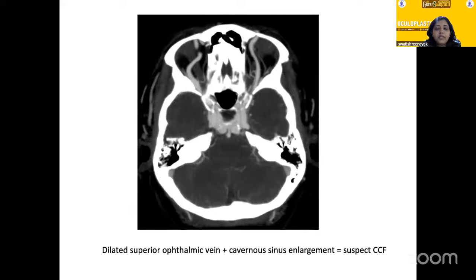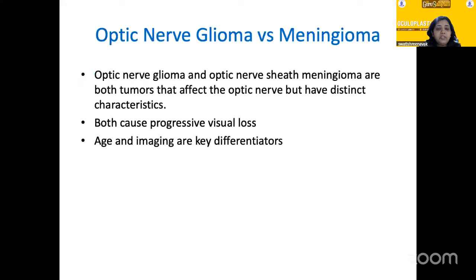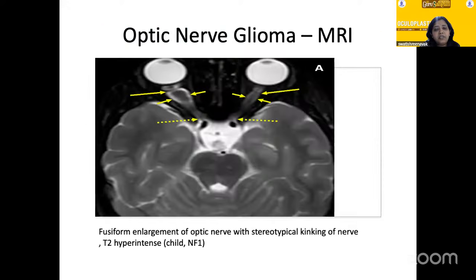when we suspect CCF. Now coming to the tumors of the neural origin, we are mainly dealing with two kinds of tumors, the optic nerve glioma versus the meningioma. So how do we differentiate these two? They are both tumors that affect the optic nerve, but they have distinct characteristics. Both cause progressive visual loss, but if you're looking at the age and imaging, then they are the key differentiators.